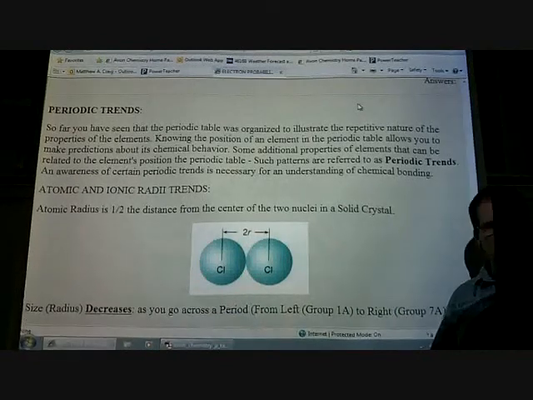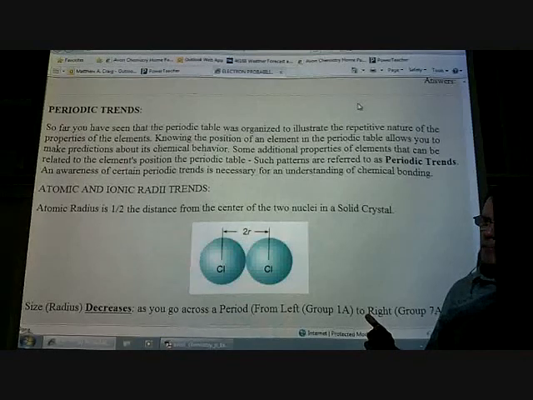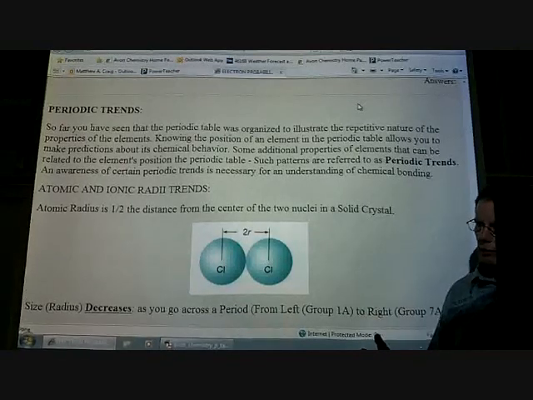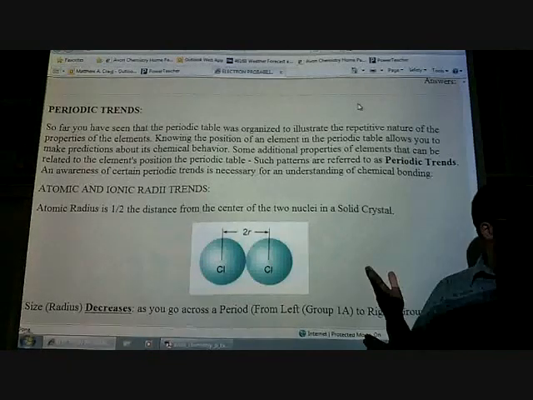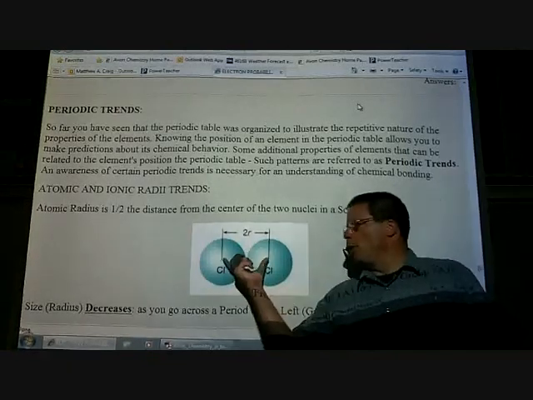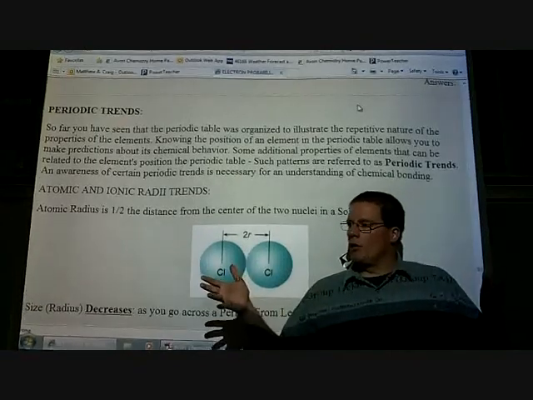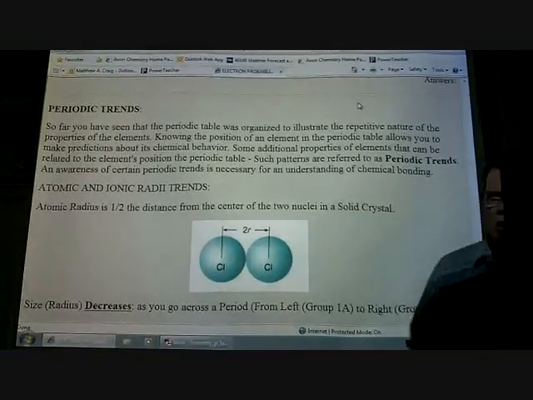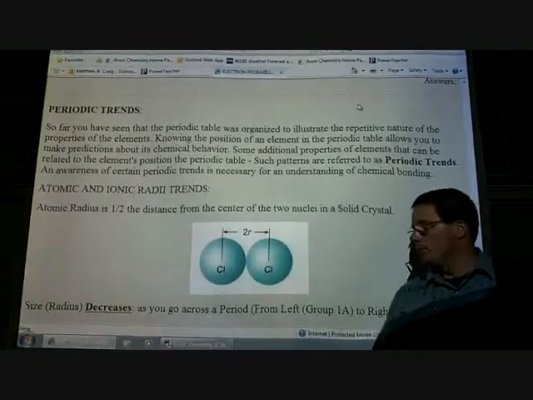We're going to talk about the trends. We're going to talk about radius. We're going to talk about ionic radius. What is radius again? Like half the distance. Yeah, okay. Or if we put both of those radii together, we make a diameter. So we're going to talk about how big atoms are today, for the most part, and then we'll talk about what affects their size with how many electrons are present.